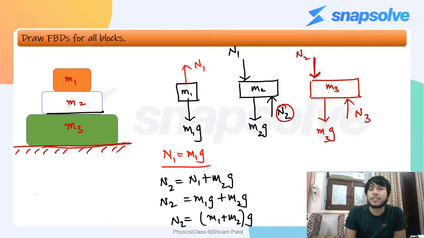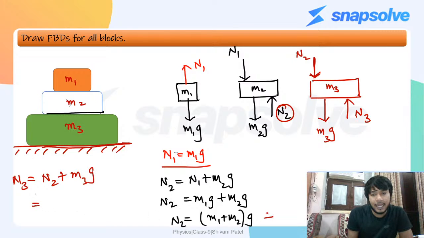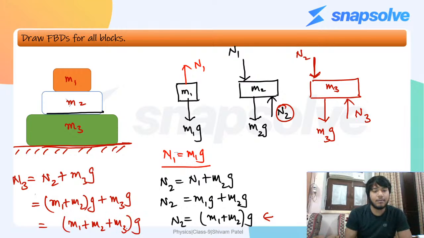Now m3 is also at rest, right? That means net force on m3 should be zero, or we can say net upward force should be equal to net downward force. So just apply the equation. Dekho, what is the net upward force? It is only n3. What is the net downward force? It is n2 plus m3g. Now put the values. What is n2? n2 is (m1 plus m2)g. So (m1 plus m2)g plus m3g, right? So we got the value of n3 as (m1 plus m2 plus m3)g.